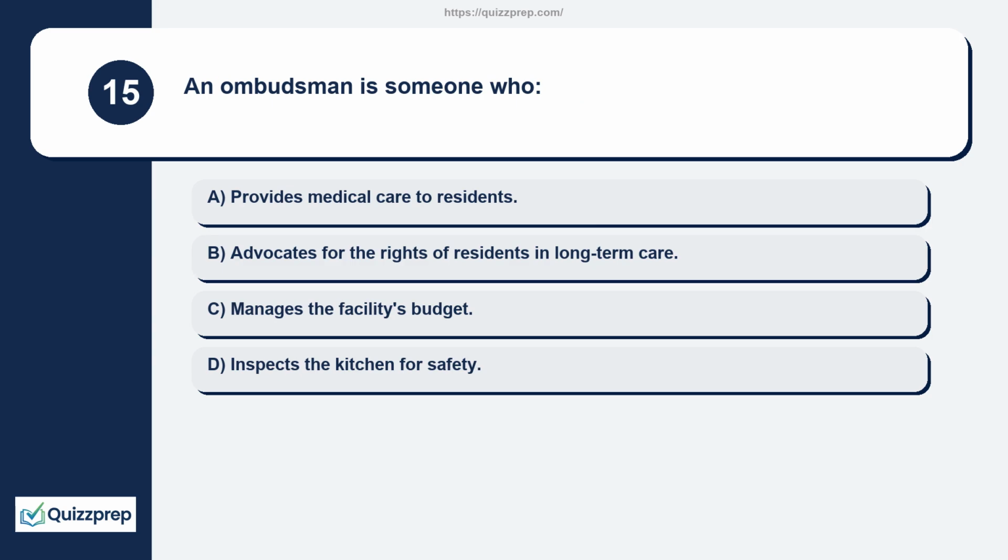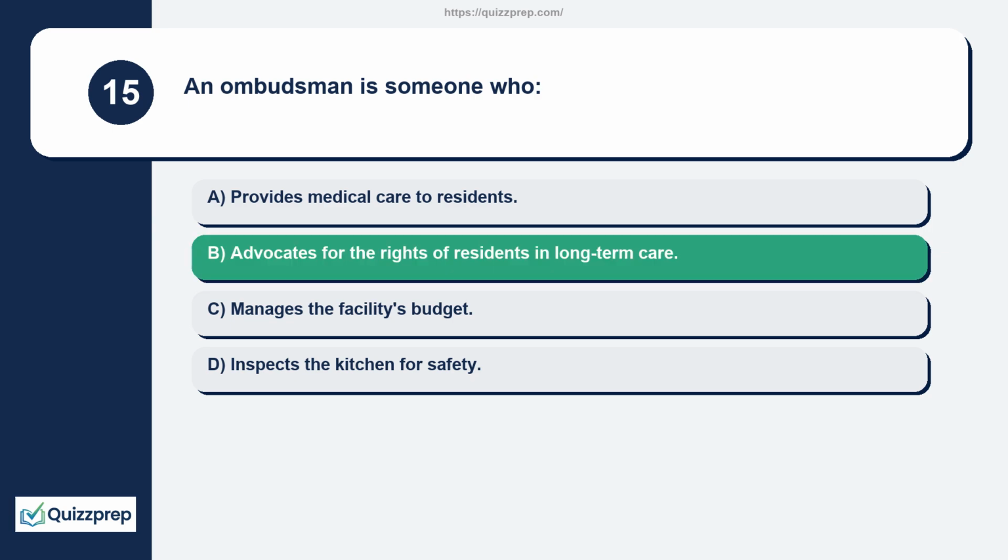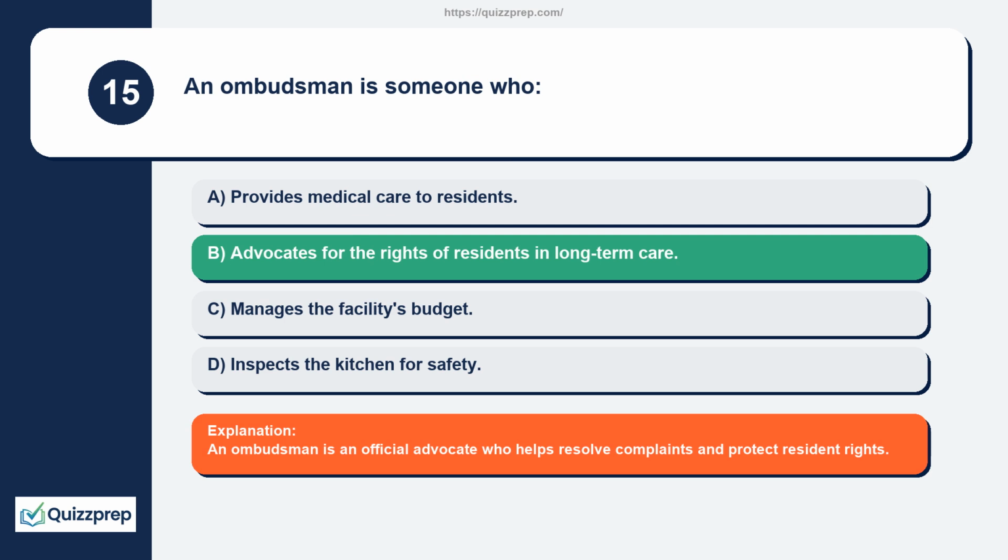Question 15. An ombudsman is someone who: provides medical care to residents, advocates for the rights of residents in long-term care, manages the facility's budget, inspects the kitchen for safety. An ombudsman is an official advocate who helps resolve complaints and protect resident rights.